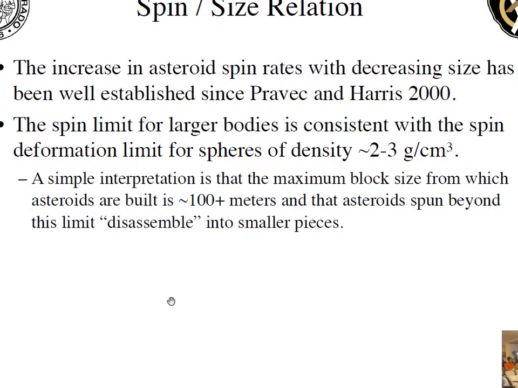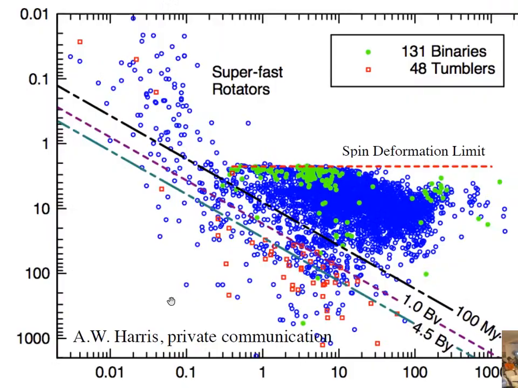So first of all, I want to touch briefly again on this diagram that we had shown before that shows the spin limit for larger bodies. And it's sort of consistent with the spin deformation limit of spheres of 2 to 3 grams of density. And the simple interpretation of this sort of plot is that everything to the right is a rubble pile, and everything to the left must be just a monolithic rock because it spins very fast, faster than what you might think of as the fission limit or the spin deformation limit.